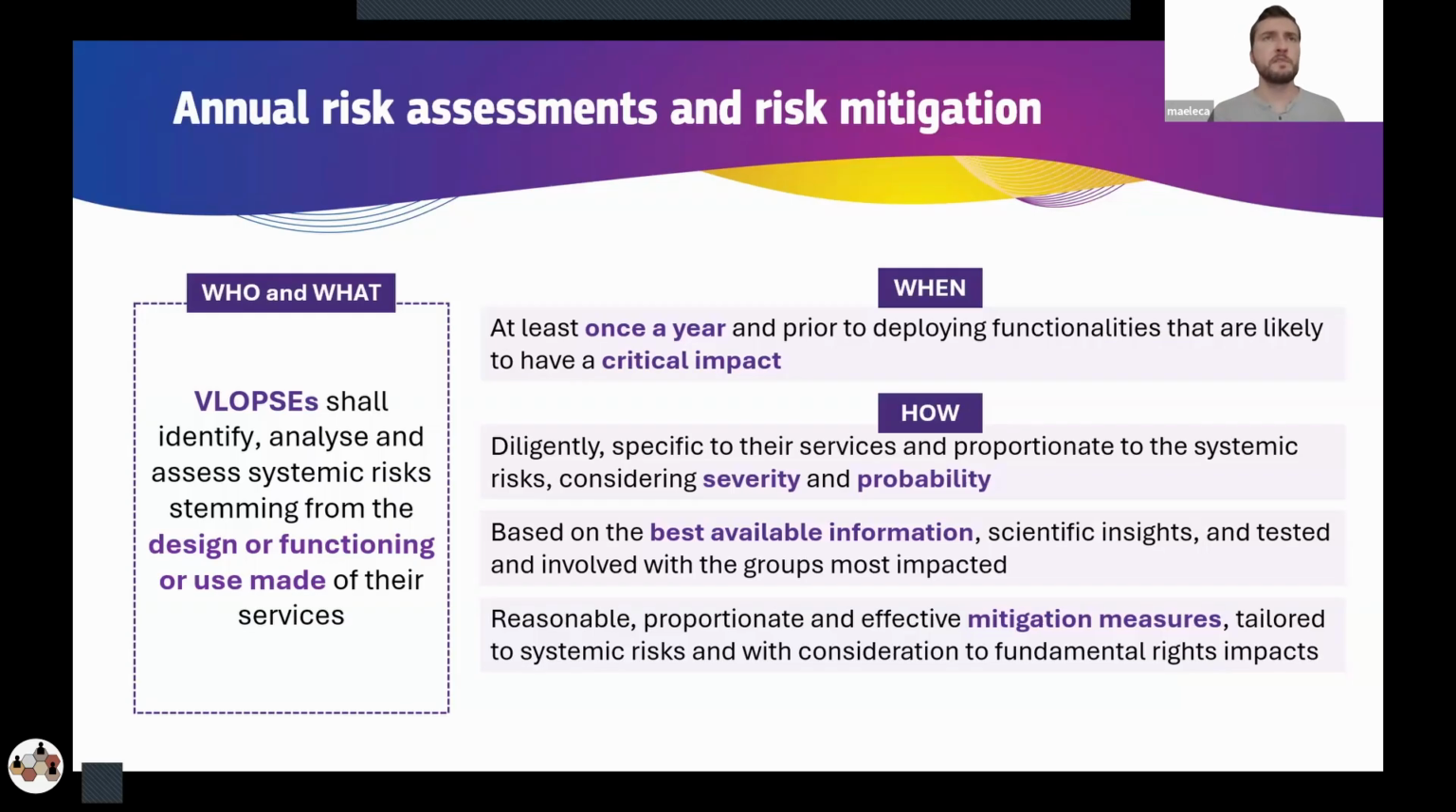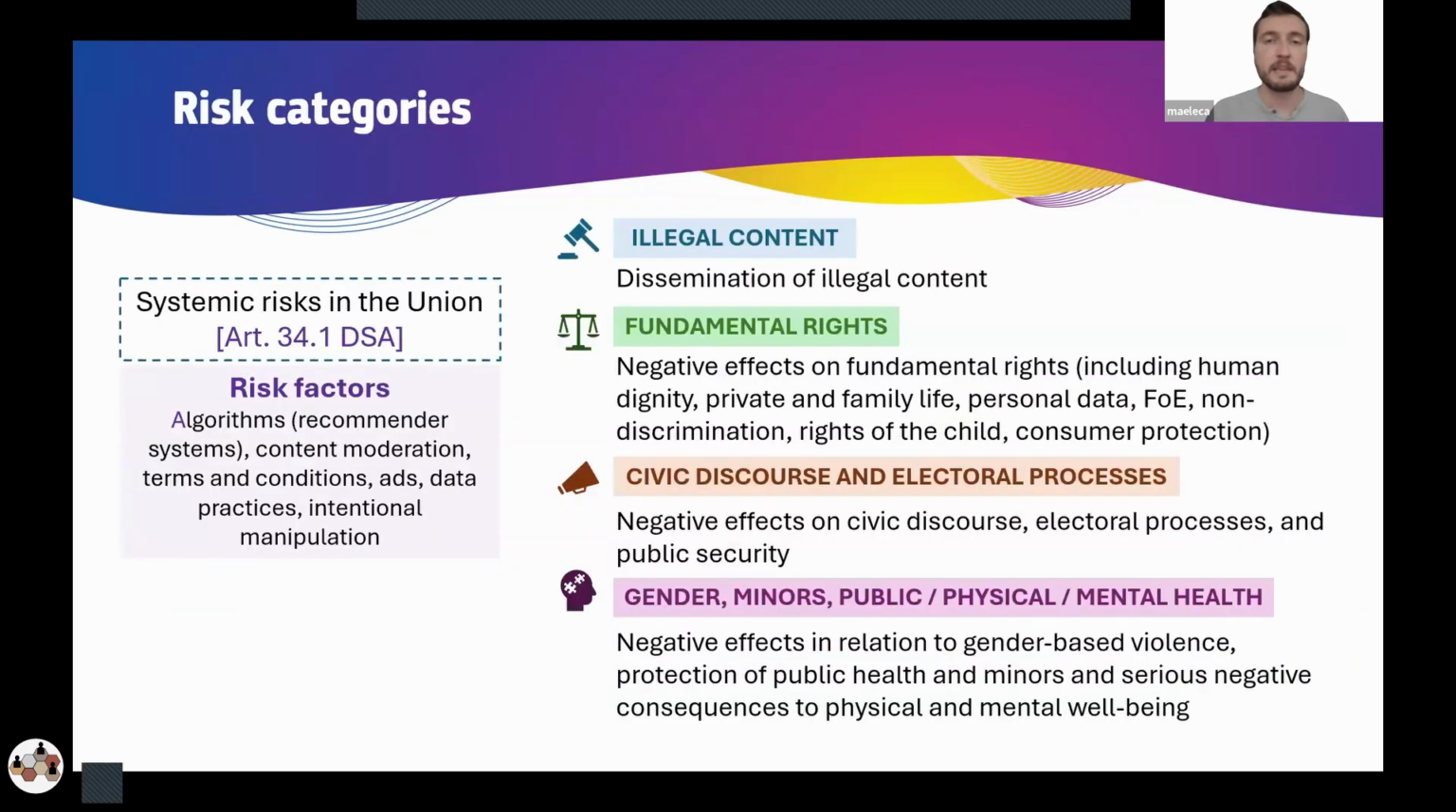Now, you might think so far that I've stayed a little bit on the surface, a little bit vague about these so-called systemic risks, and you're right. It's because, of course, there's an entire slide dedicated to it, because it is such an important part of the DSA and its architecture. Essentially, what we're interested in is looking at systemic risks in the Union. And there are certain risk factors at play, such as algorithms or how a platform organizes its content moderation, how it organizes its terms and conditions, etc., that ultimately lead to four big categories of systemic risks that we see.